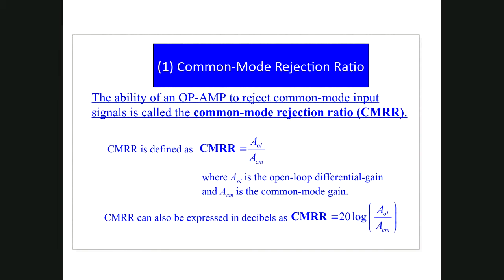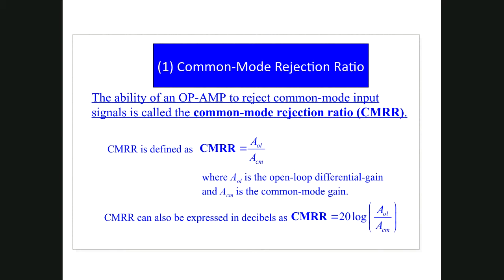So one of the important things is CMRR. That sounds like a complicated word, but it is very simple and important for us to know for any available op-amp. So what do we mean by CMRR? It stands for common mode rejection ratio, defined as the ability of an op-amp to reject common mode input signals. It is represented as an equation: A open loop divided by A common mode gain.